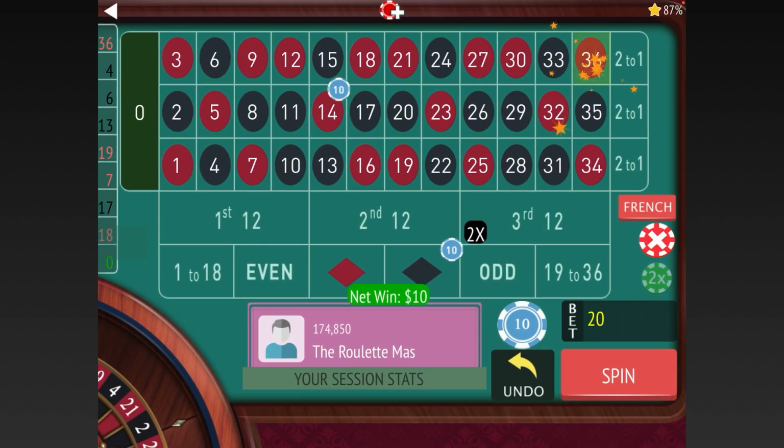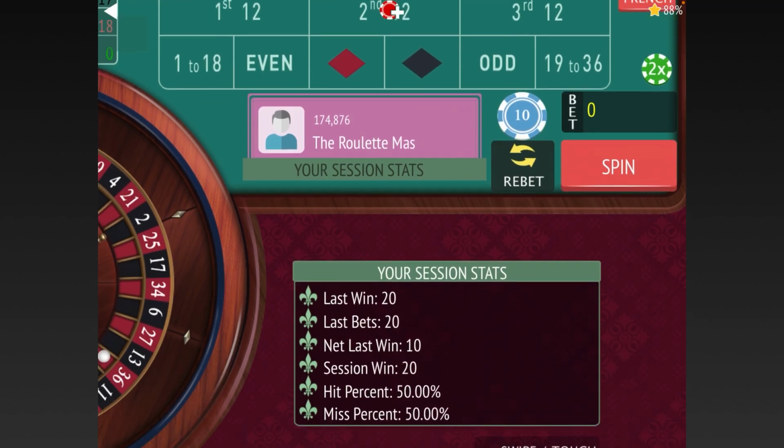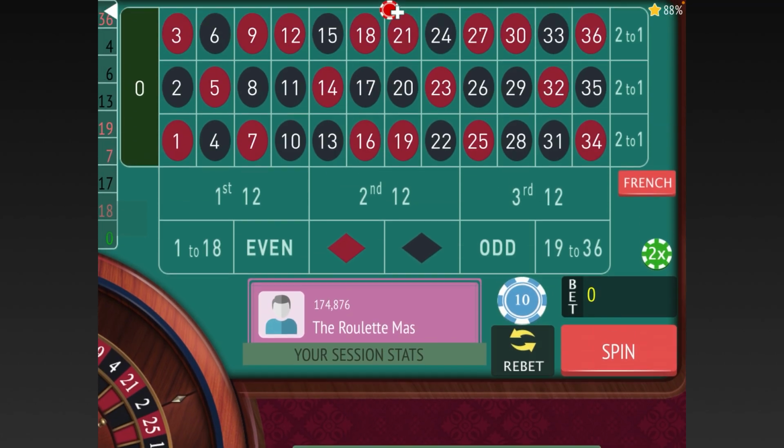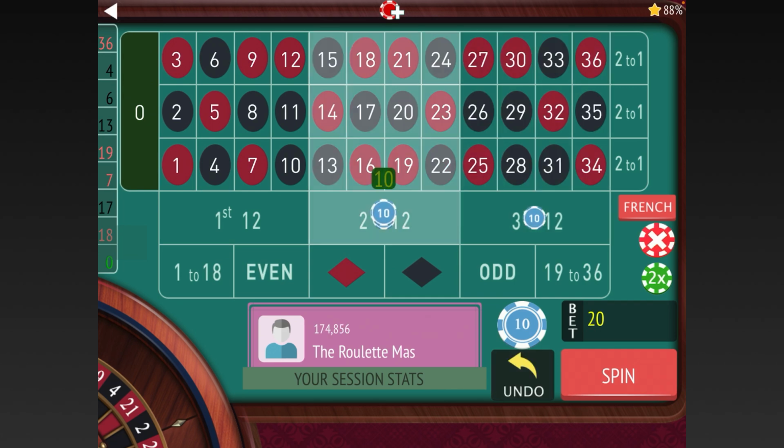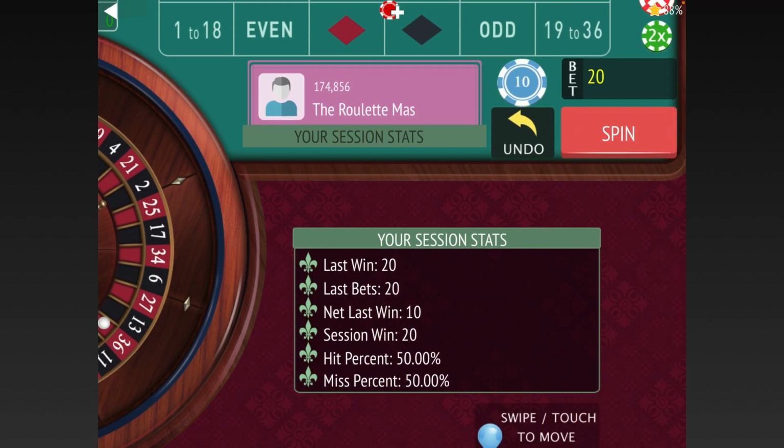Okay, we got another win. Now we're up 20. And before I tell you about the modification, I want to go over exactly what I mean by the session profit. Basically, it just means that the highest point that you get to, we're up $20 right now. Say we hit a losing streak and we get down a bunch.